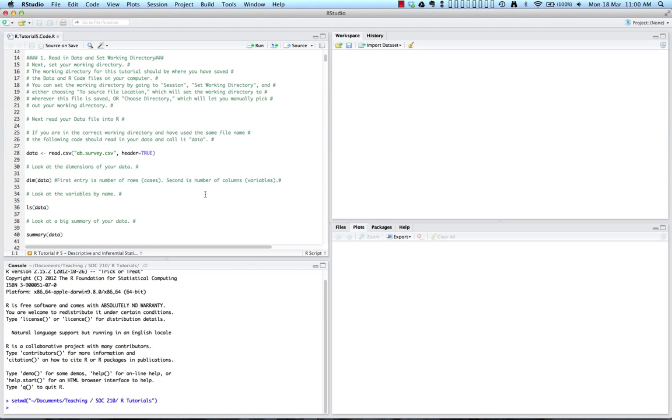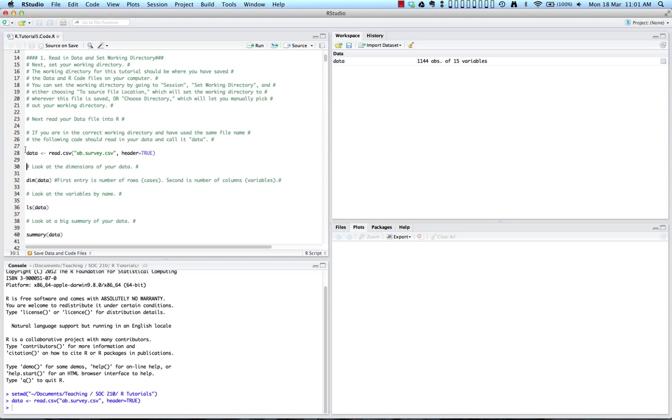If you are in the correct working directory and have used the same file name, the following code should read in your data and call it data. So here we use the read.csv function. We have the name of our data set, and we also want to say header equals TRUE in order to use the first row as our variable names. So let's read that in now and see how that goes. All right, we've read in our data.